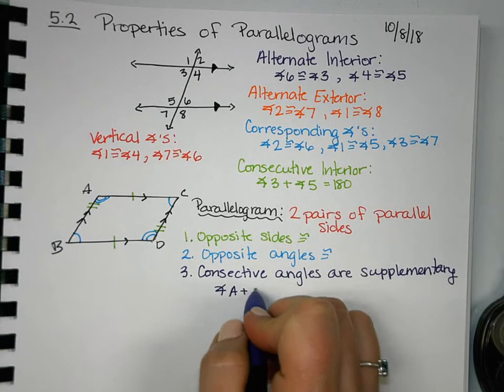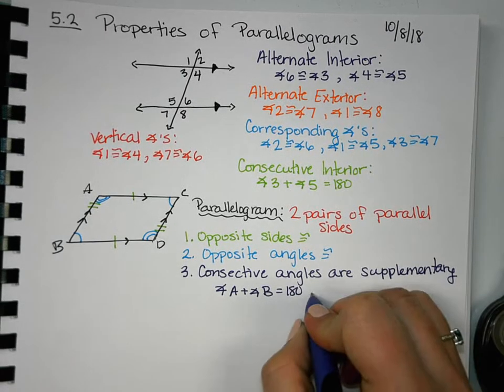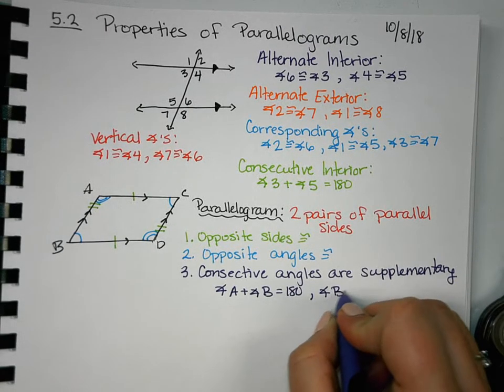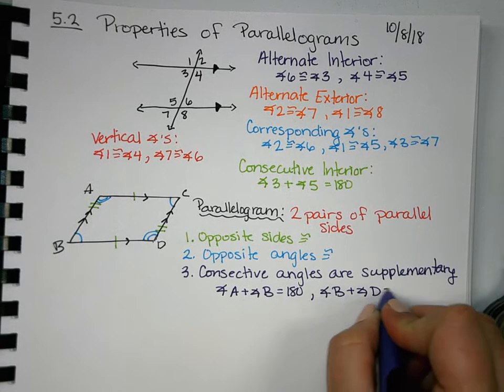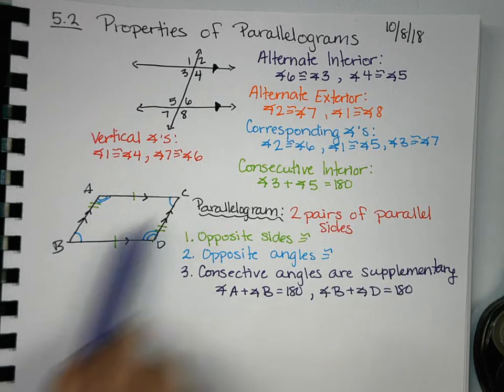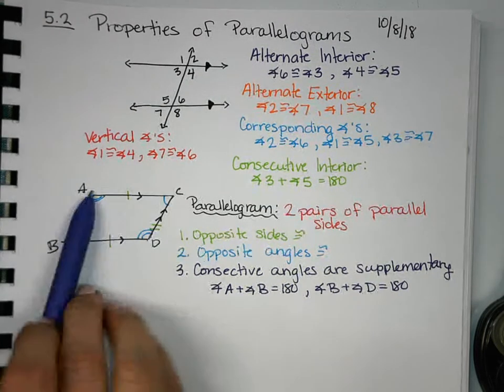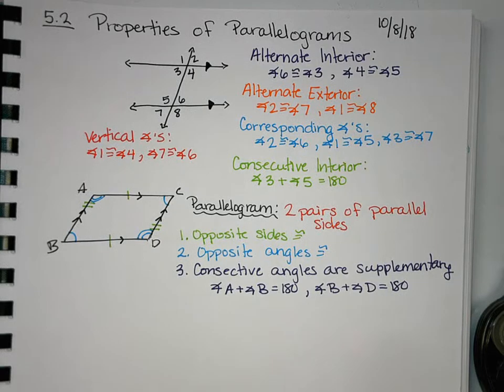plus angle B will equal 180, as well as angle B plus angle D will also equal 180. So any 2 angles next to each other, whether it be A to B, B and D, D and C, or C and A, whenever there are 2 angles that are not opposite and they're next to each other, they're going to add up to 180.